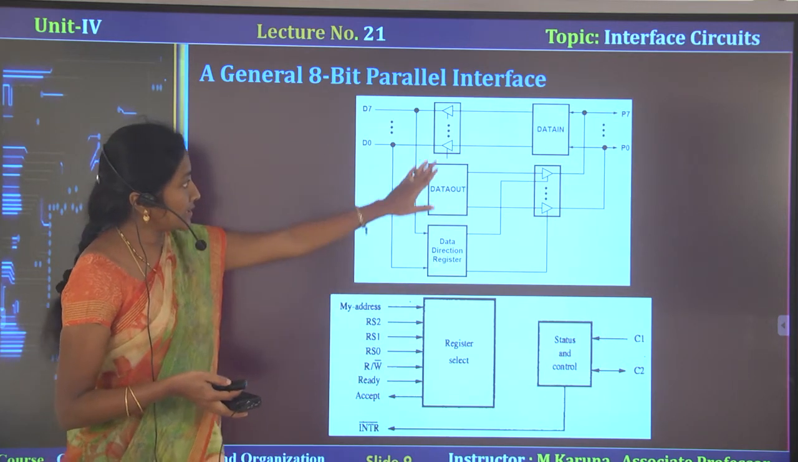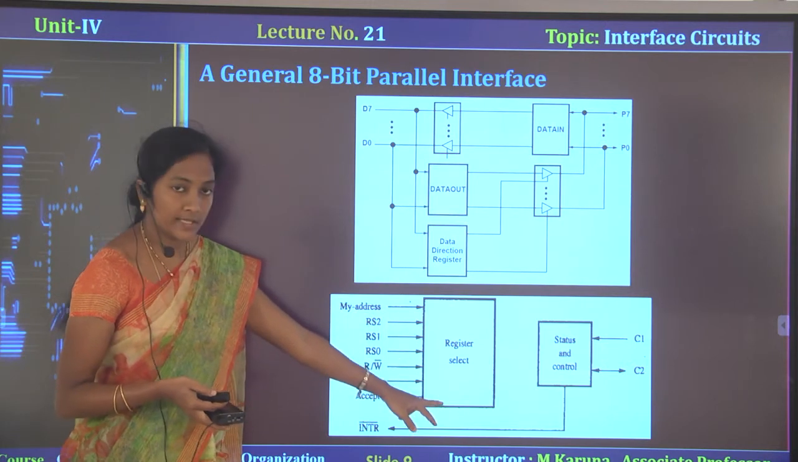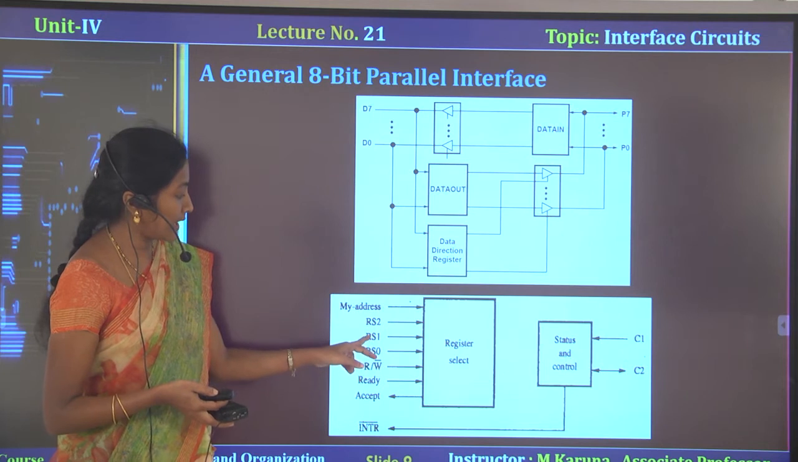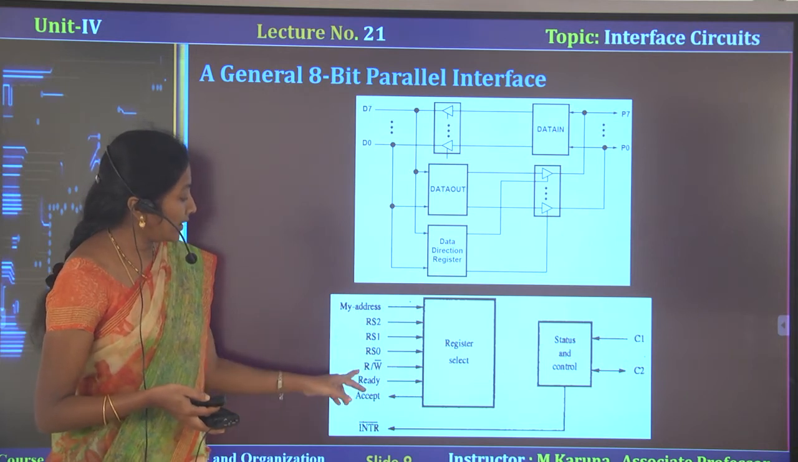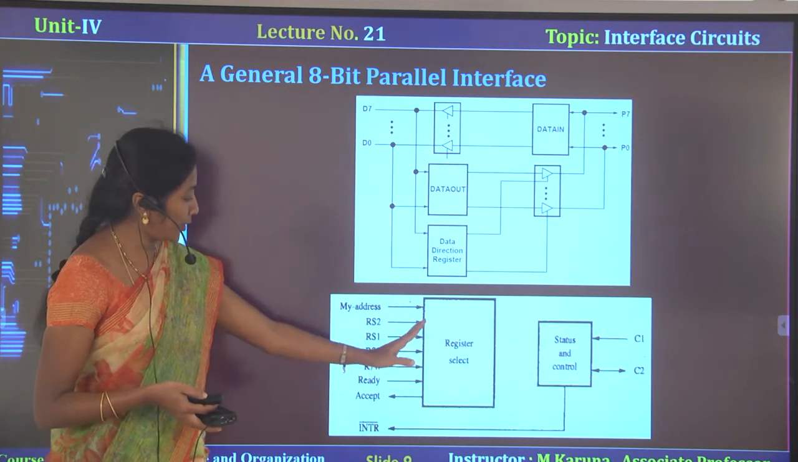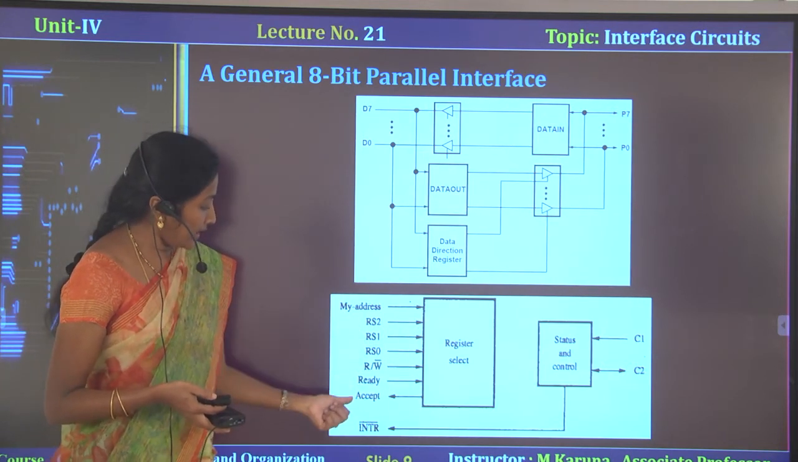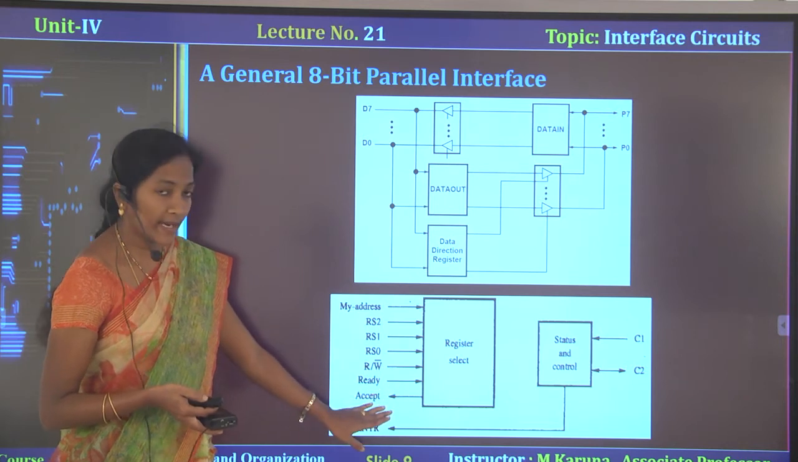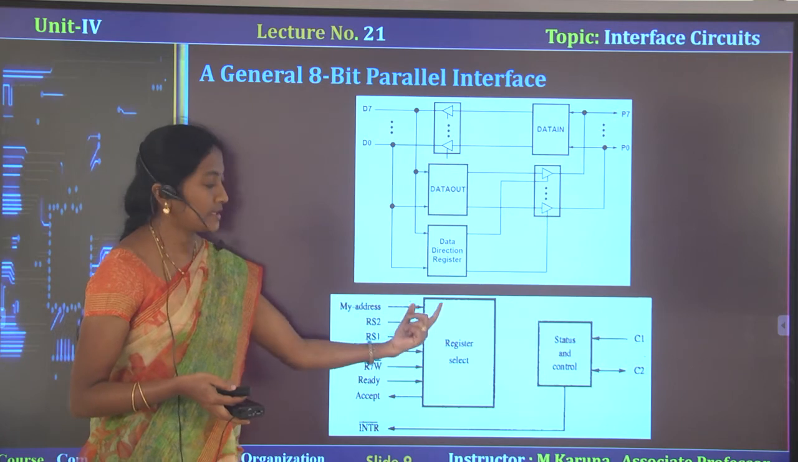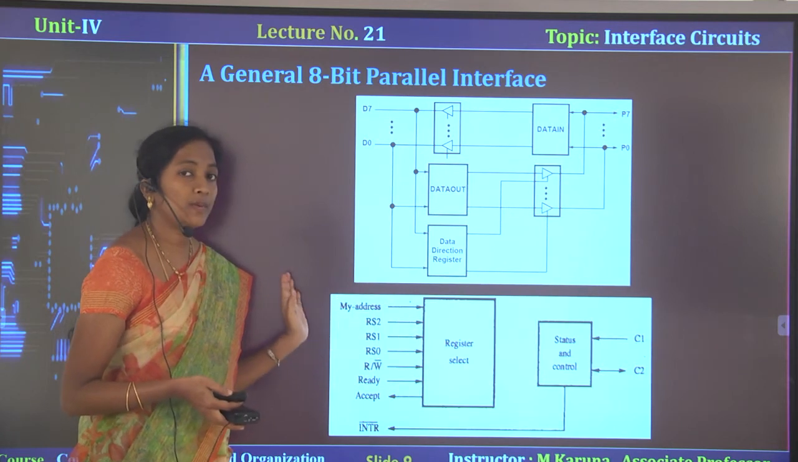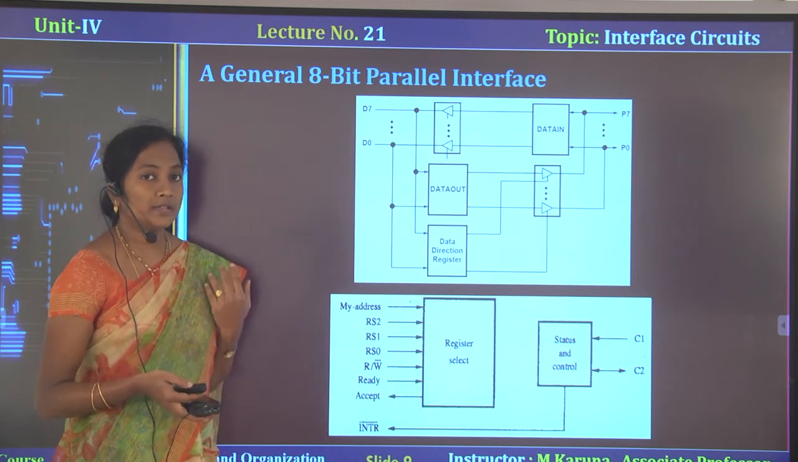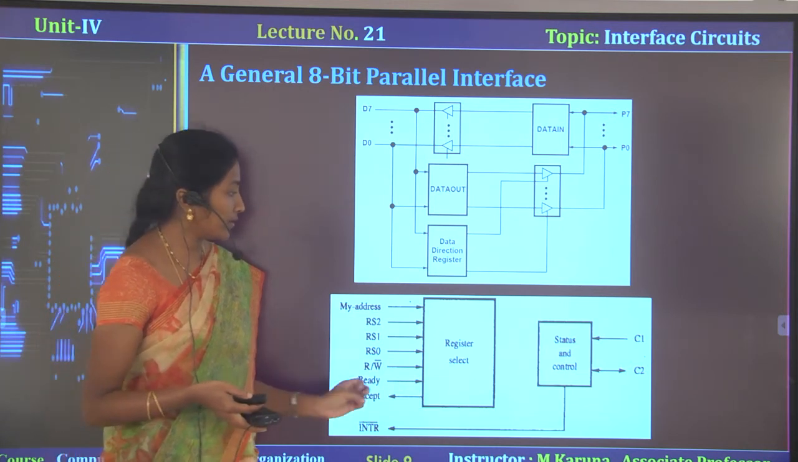These registers are selected here. The register select device is there. Registers are selected with the help of RS0, RS1, RS2. The read/write signal is issued by the processor. These signals are all coming from the processor. Ready signal and accept signal we can call handshake signals. The processor issues the address. Whenever the signal is high, the address will be transferred from processor to the IO devices to recognize the device.